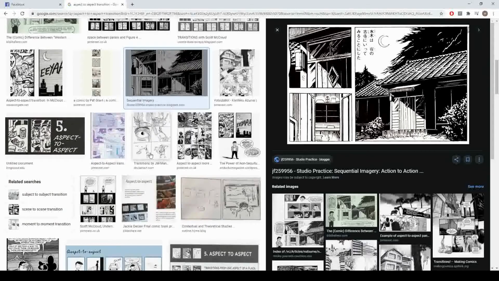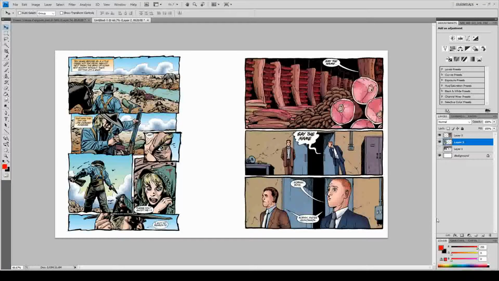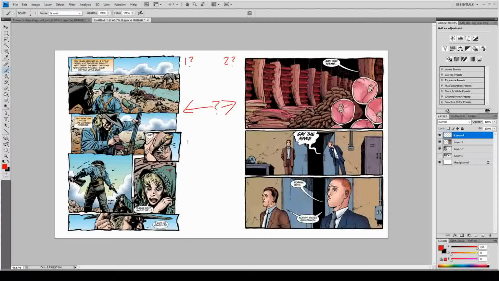Last type of transition is something called a non sequitur. Now if you have no idea what that means, don't worry. People that use these tend to already incorporate them into their stories before they've even mapped out their script. And this is where you have two images side by side that have no relation to one another whatsoever. So Garth Ennis, who wrote The Boys and Preacher, in Preacher, spoiler alert, throughout the comic there's a random story appearing of a cowboy going through a town in the past.